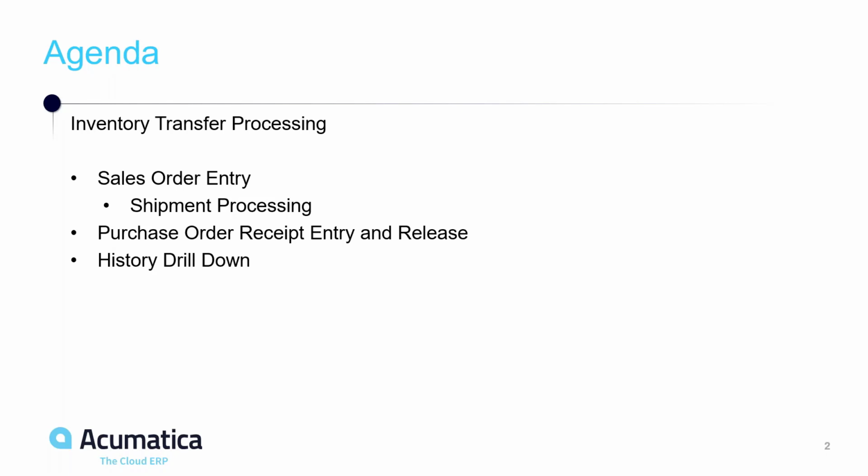So the first step is to enter a sales order. And I know that sounds strange because when we think about sales order, we think about selling an item to a customer. But in this case, the sales order lets you do the shipment processing to tell the system that you've shipped the item. When the item arrives at the destination warehouse, then you can do a receipt entry and release the receipt, which will put the item into that warehouse.